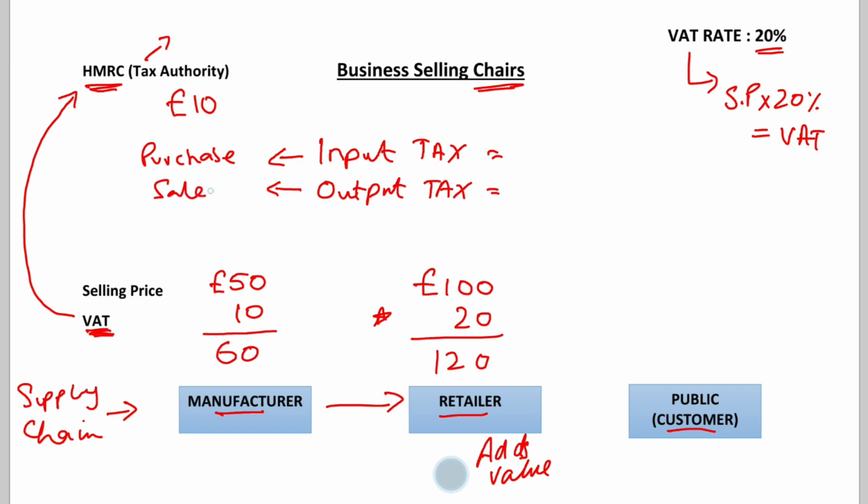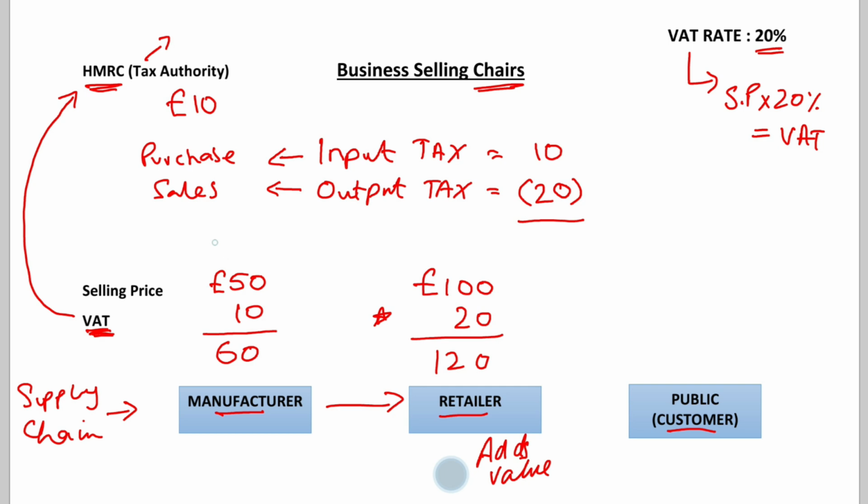So, in this scenario, what has happened? The retailer has already paid £10 in its input tax. And what is it charging to its customer? £20 as output tax, which is on your sales. You are allowed to net them off, and the retailer is allowed to pay the net amount over to HMRC. The net amount being £10.